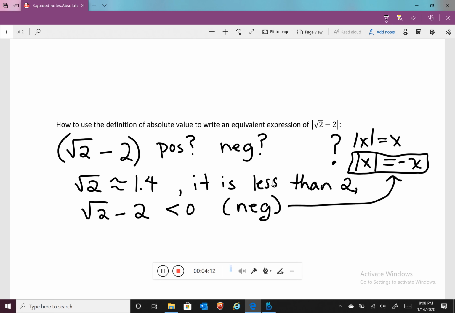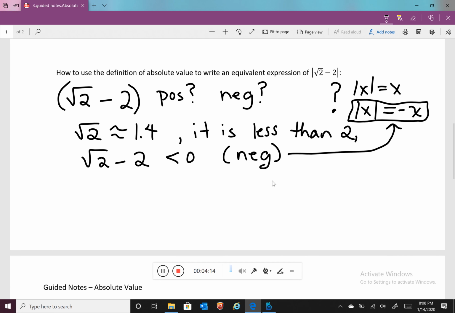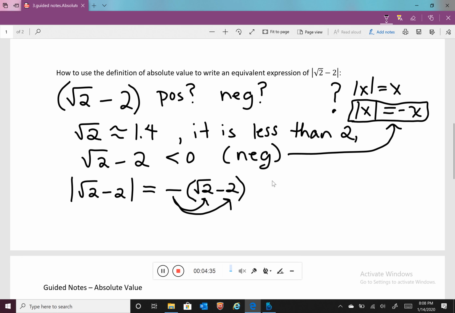So we're going to use this rule and say, well, then that means that the absolute value of the square root of 2 minus 2 is equal to the negative of the quantity of the square root of 2 minus 2. Notice I used parentheses there because that means I have to take the negative of both. And if I take the negative of both, that's going to give me the negative of radical 2 plus 2. And another way we could write that is 2 minus the square root of 2.